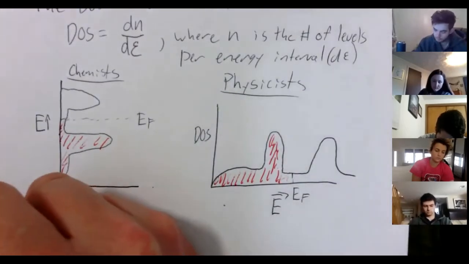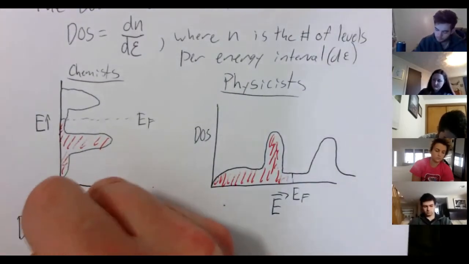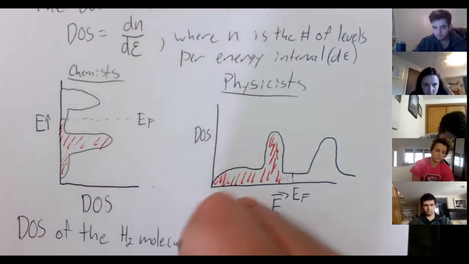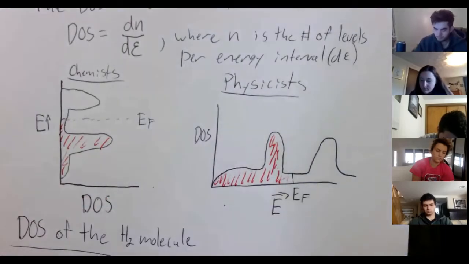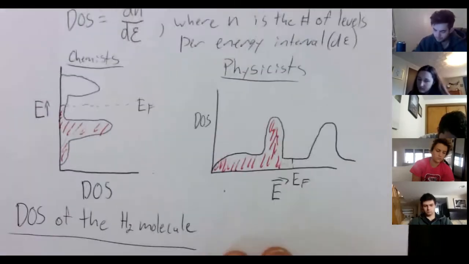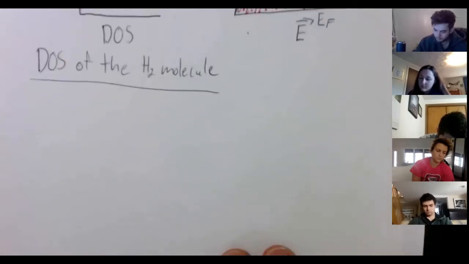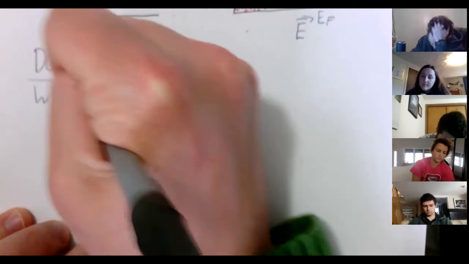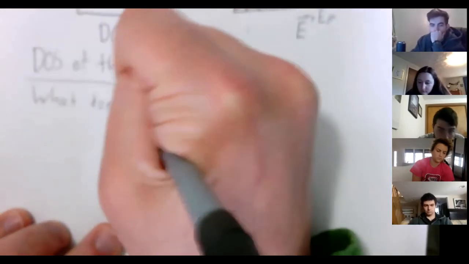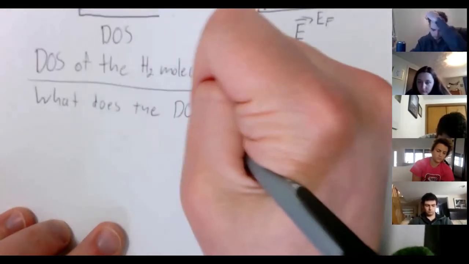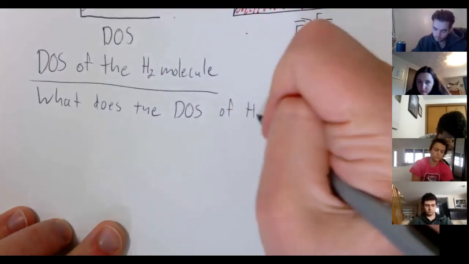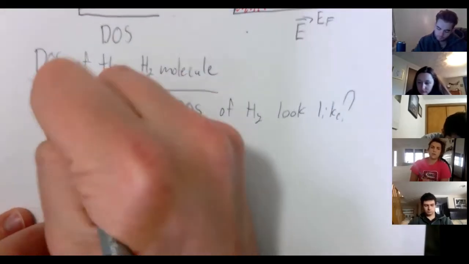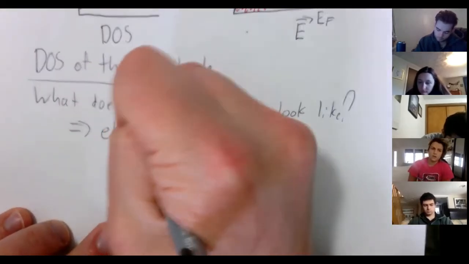We're going to say, let's look at the DOS of the H2 molecule. But before we do that, we have to consider the electronic states of the H2 molecule. So what does the DOS of H2 look like? Before we can answer that, we have to look at the electronic structure.